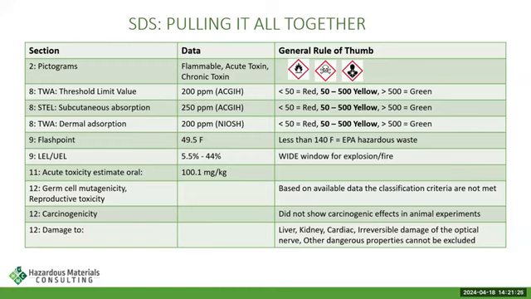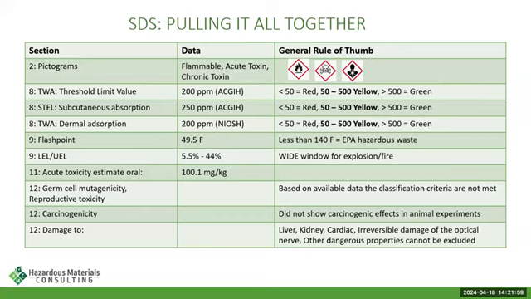Okay, so this is just kind of an overview of the important things with methanol. What we saw: the pictograms that indicate flammability, acute toxin, and chronic toxin. We've got 3 different toxicity evaluations. TWA, which is the time weighted average over an 8-hour time period, is 200 parts per million. STEL for subcutaneous absorption is 250. Dermal absorption is 250. Well, that's right in that yellow zone.